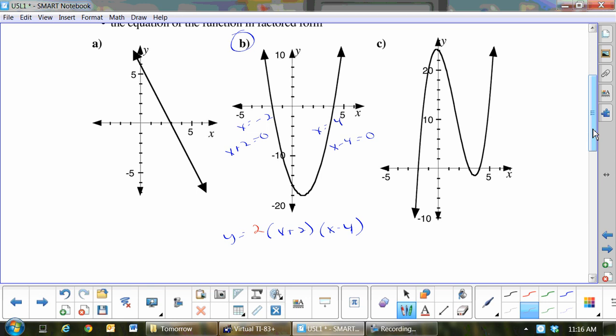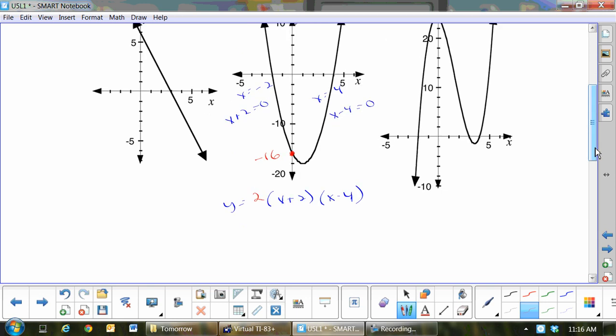Okay? So this y-intercept, which is negative 16, if you put x equals 0 originally, you would just get the answer negative 8. So what do I have to do to negative 8 to get negative 16? I've got to multiply by 2. So multiply your equation by 2. That's how we came up with this.